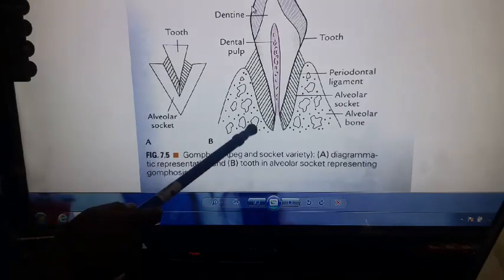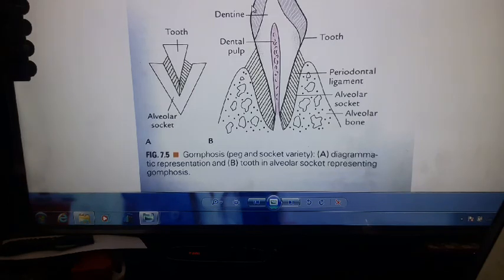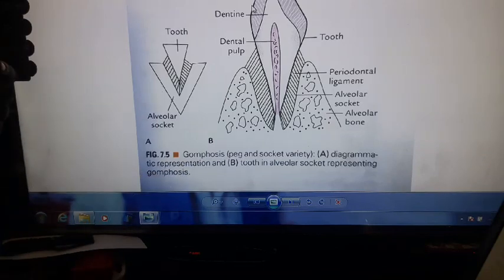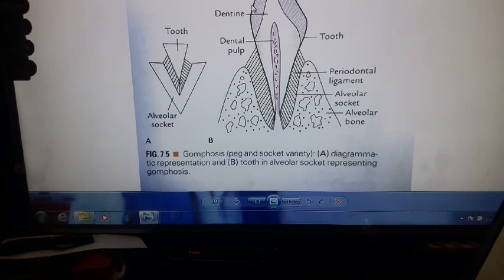This ligament is called the periodontal ligament. The periodontal ligament is present here. So this type we call gomphosis. An example of gomphosis is the teeth socket, between the teeth and the mandible, the upper jaw and lower jaw.